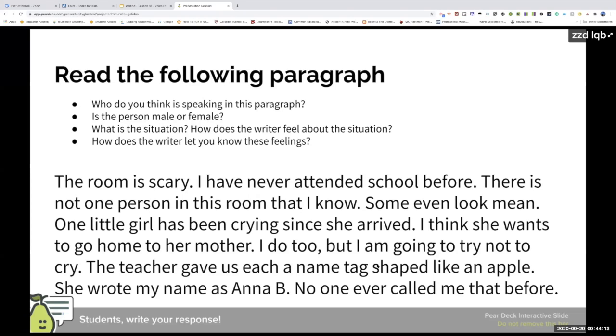So the clues that you need are all here in the text, but who do you think is speaking in this paragraph? Do you think they're male or female? And what's the situation? And how does the writer feel about this situation? And more specifically, how does the writer let you know these feelings?